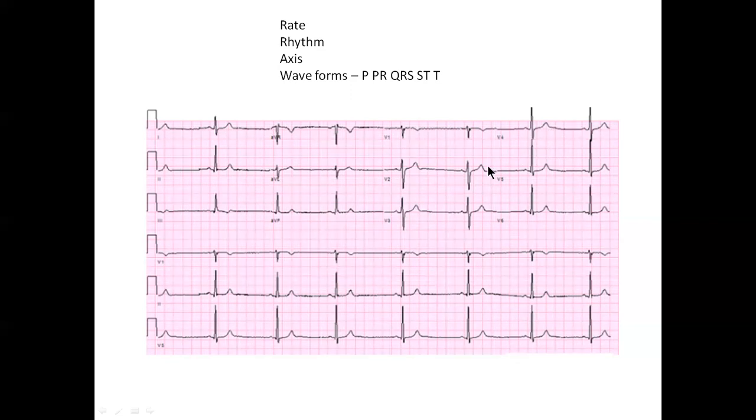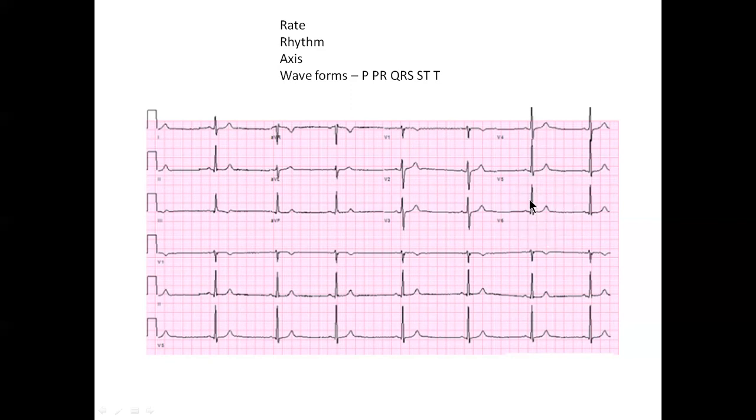And then that denotes the anterior wall. And then V5 and V6 denote the lateral wall. So we look at QRS, ST, T. QRS, ST, T. So the lateral wall is also normal.